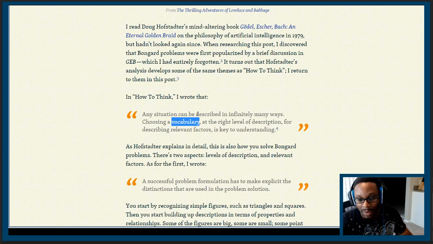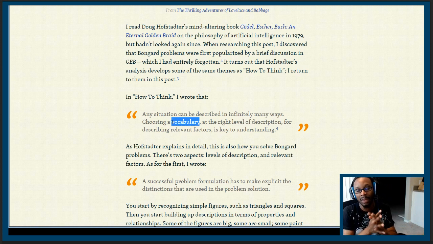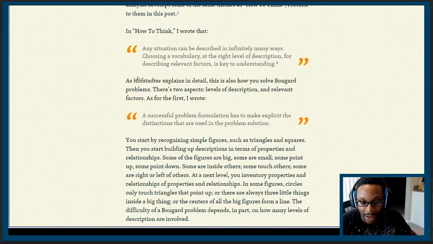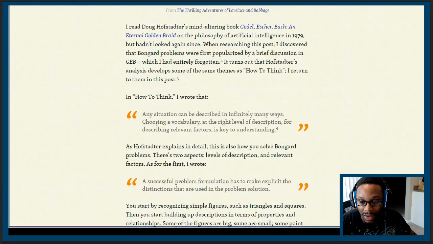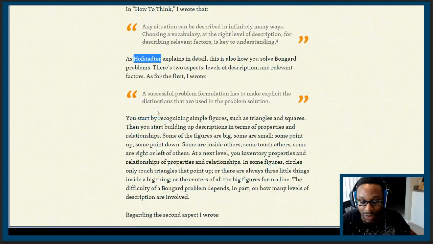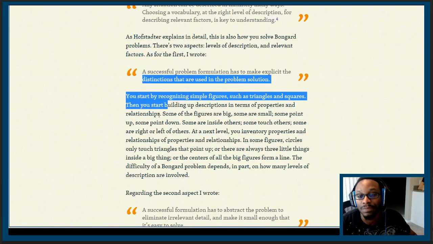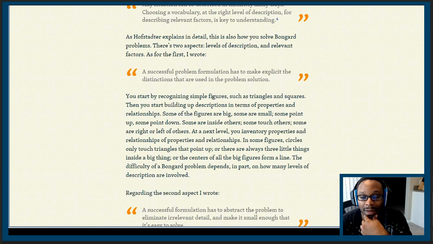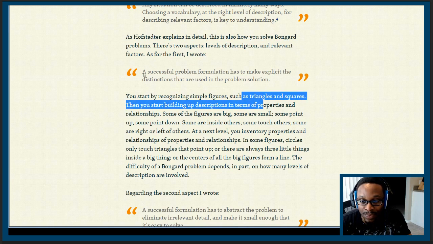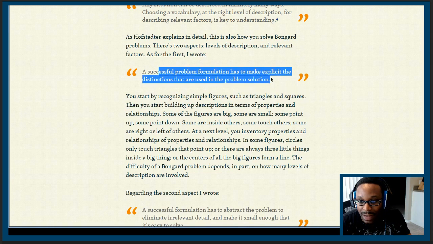When we're talking conceptually, we use the word vocabulary because language is pretty abstract and it just points to things, but when talking about something concrete like a jigsaw, it's physically arranging the pieces. This quotes G.E.B. from Hofstadter, a book I was reading, Gödel, Escher, Bach: An Eternal Golden Braid. I quoted a lot of this in my blog, just like this guy's quoting in his blog. You start by recognizing simple figures such as triangles and squares, or a successful problem formulation has to make explicit the distinctions that are used in the problem solution.